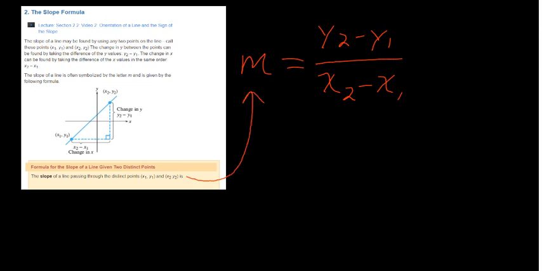That is the slope of a line, and that's the definition of slope of a line. We have the difference in y over the difference in x.